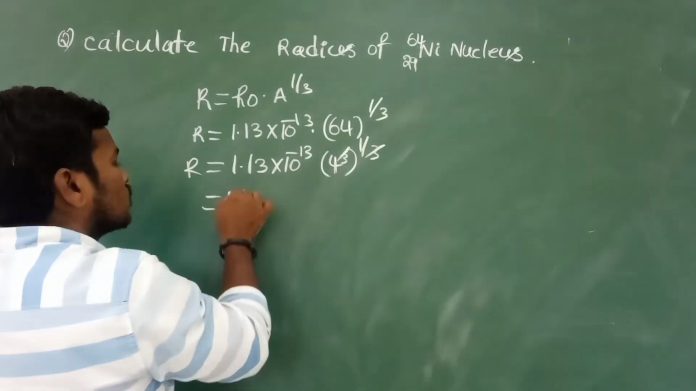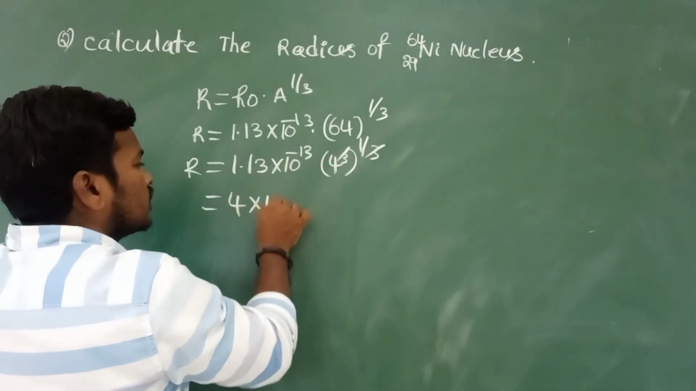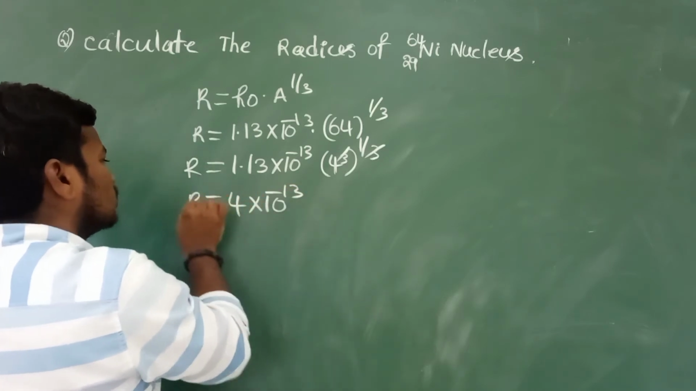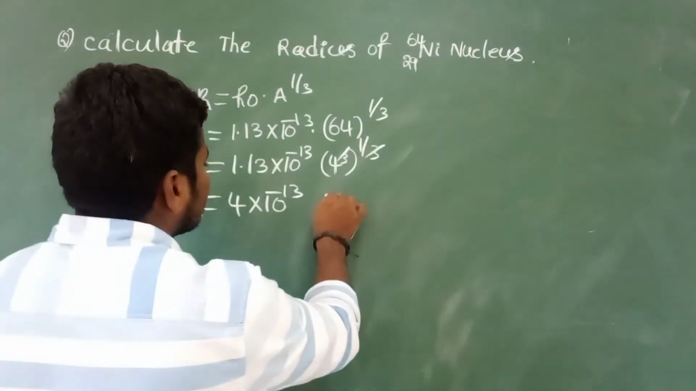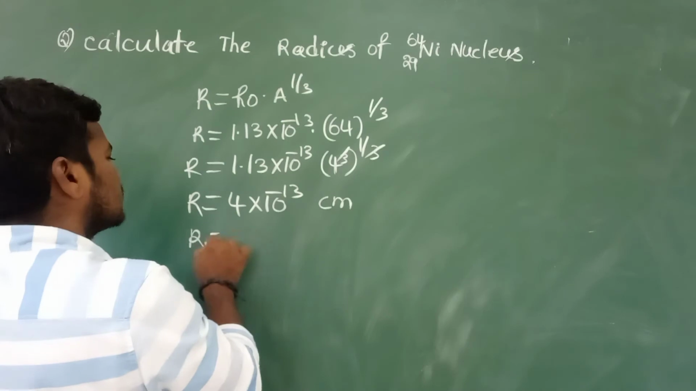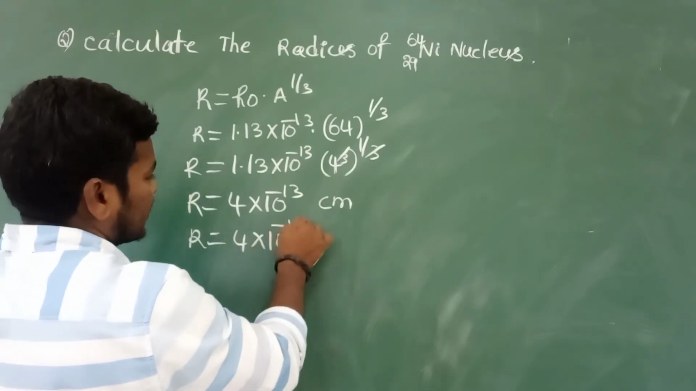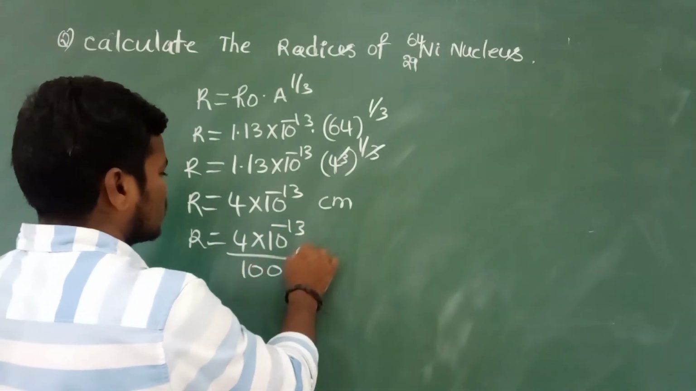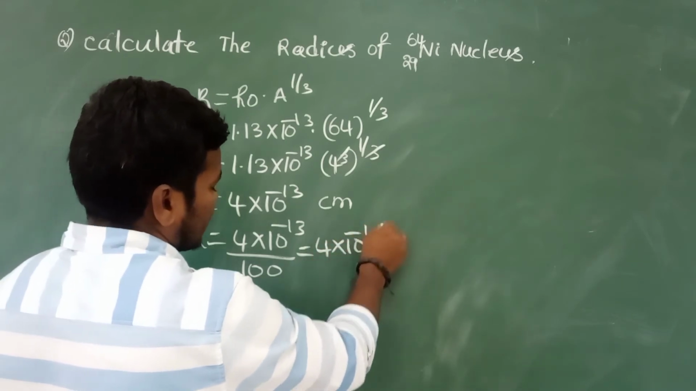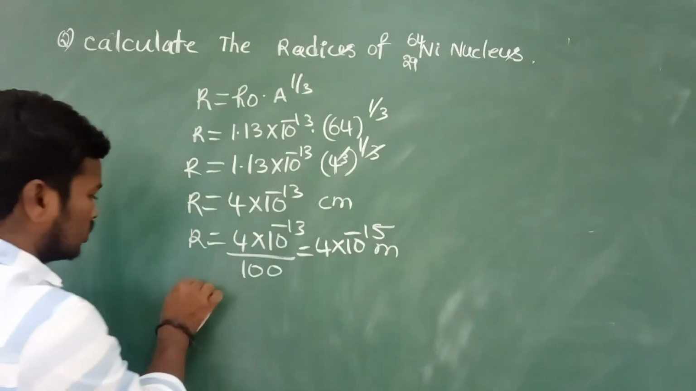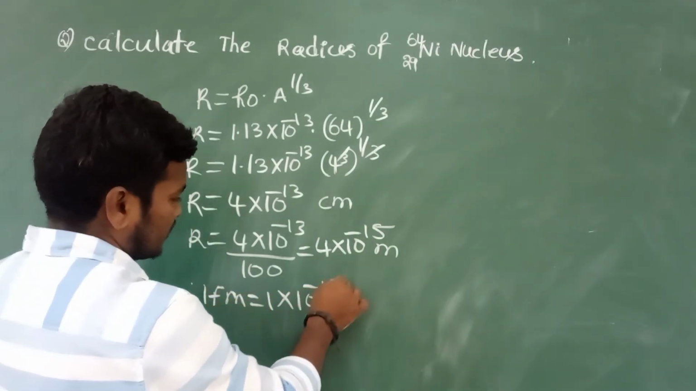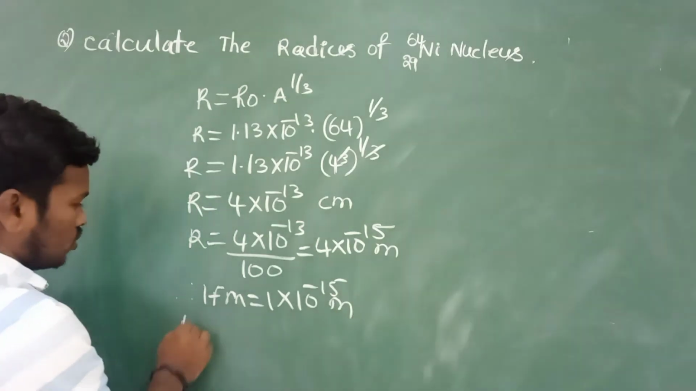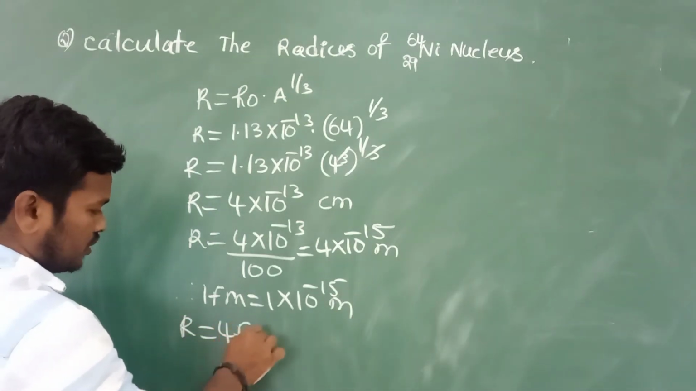the 3 gets cancelled, so approximately 4 into 10 to the power of minus 13. So the radius of the nickel nucleus is equal to 4 into 10 to the power of minus 13 centimeter. So R is equal to 4 into 10 to the power of minus 13 upon 100, is equal to 4 into 10 to the power of minus 15 meters. I know that 1 fermi is equal to 1 into 10 to the power of minus 15 meters. So R is equal to 4 fermi.